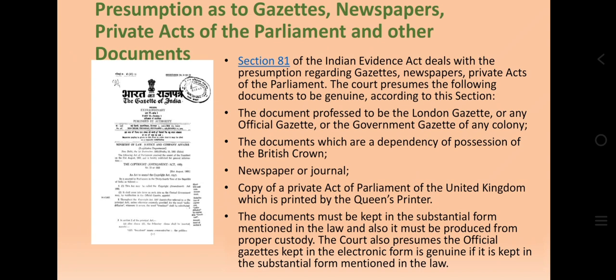Presumption as to gazettes, newspapers, private Acts of Parliament and other documents. According to Section 81, regarding the presumption of gazettes, newspapers, private Acts of Parliament, the court presumes the following documents to be genuine. The document professed to be the London Gazette or any official gazette or the government gazette of any colony, or of any dependency or possession of the British Crown, a newspaper or journal, or a copy of a private Act of Parliament of the United Kingdom which is printed by the Queen's printer.